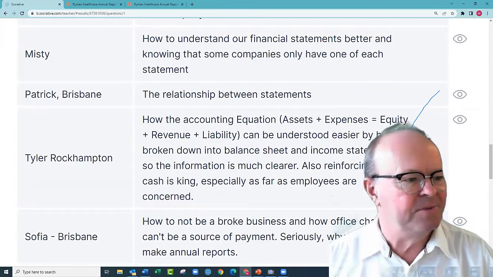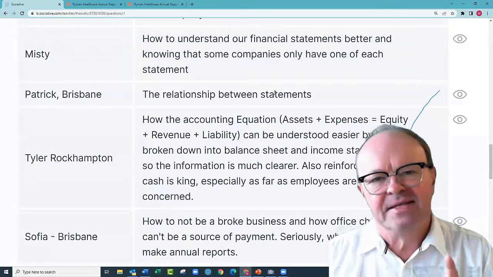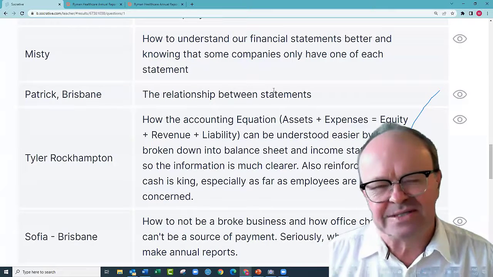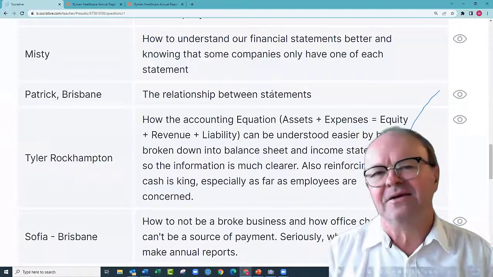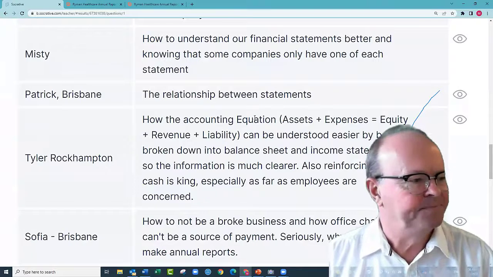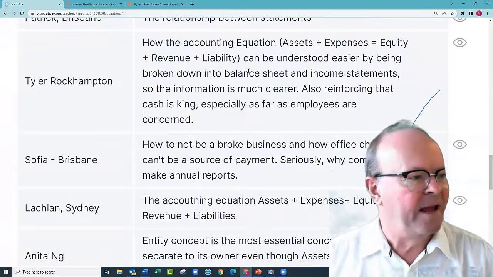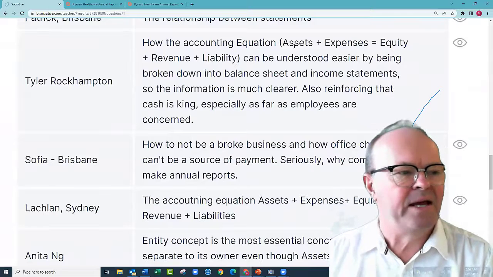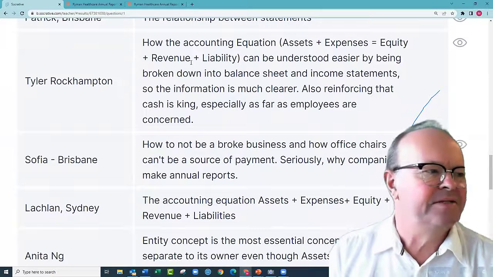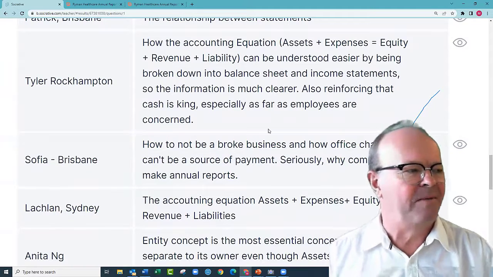Patrick, the relationship between the financial statements. This is a key insight. Once you start to understand that, then you're understanding how accounting works. Tyler in Rockhampton, how the accounting equation, assets plus expenses equal equity plus revenue plus liability.